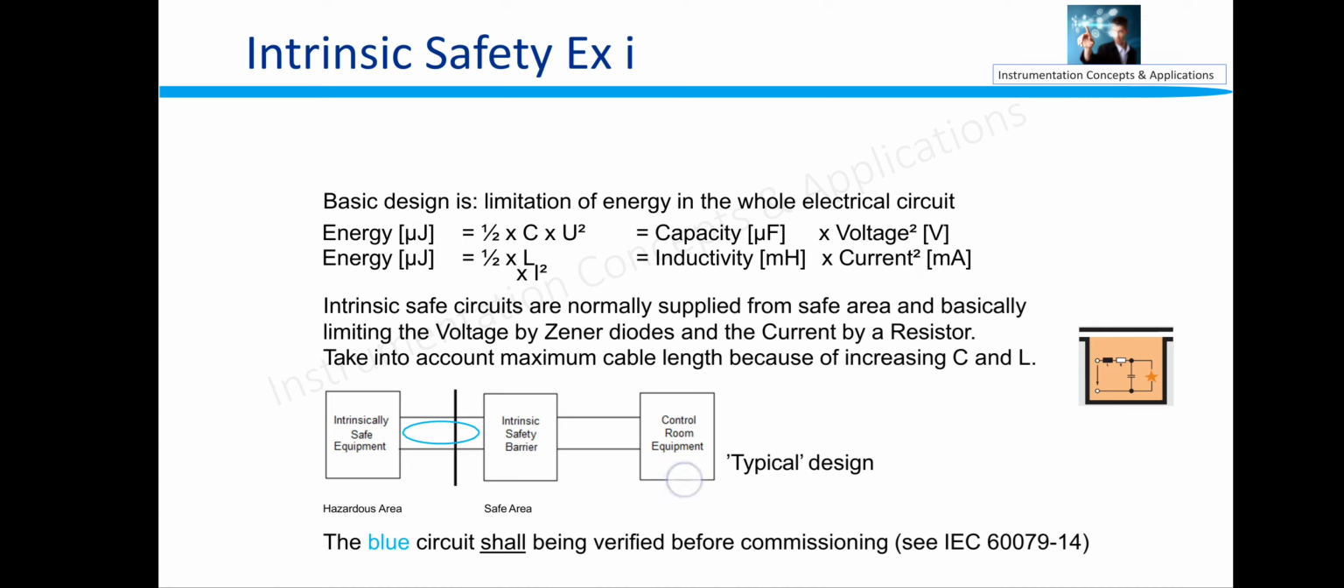On the right side you can see the control room equipment. An intrinsically safe barrier is there which limits the energy going into the hazardous area, and this is the intrinsically safe equipment installed in the hazardous area. The energy being supplied to this is limited. It cannot generate a spark or anything.